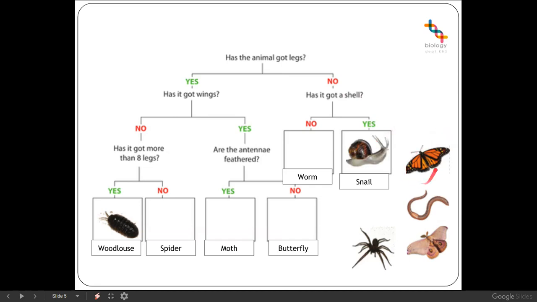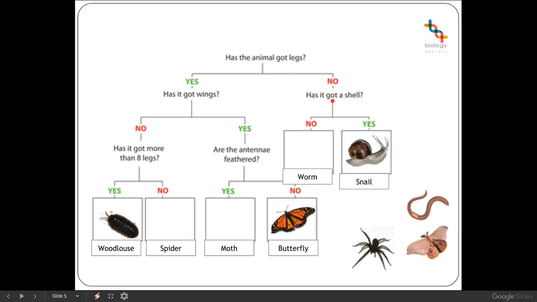Our third organism, this one here, has it got legs? Yes, it does. Has it got wings? Yes, it does. Are the antennae feathered? No, they're not, which means this one is identified as our butterfly. Our fourth organism, this one here, again, we're going to go back to, has the animal got legs?